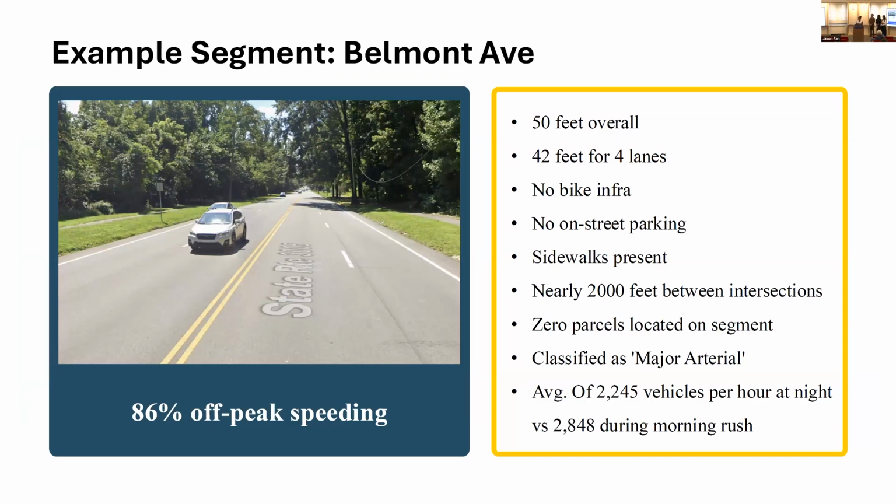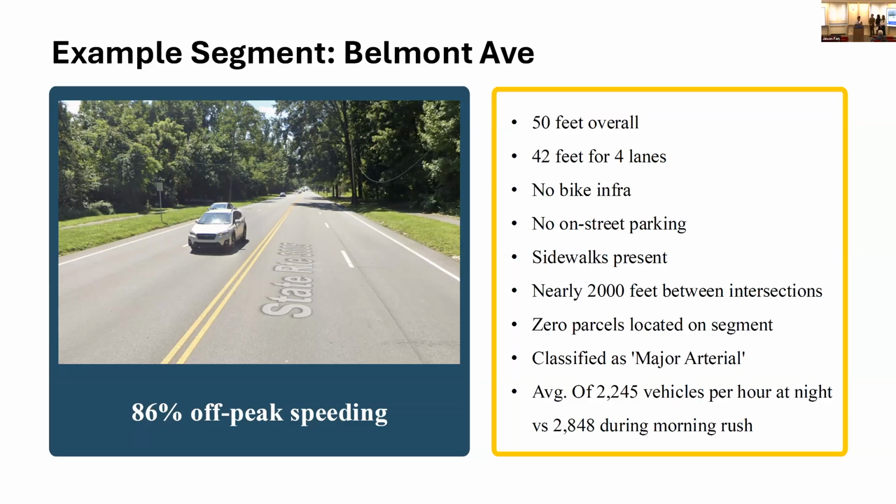To make the data concrete before moving to our model, here's a single segment from our data set. This is Belmont Avenue. The photograph shows a 4-lane road with wide lanes, no bike infrastructure, no on-street parking, and a long uninterrupted stretch between intersections. The physical characteristics measured for this segment are 50 feet of total curb-to-curb width, 42 of which is allocated to traffic lanes across 4 lanes. No bike infrastructure, no parking, nearly 2,000 feet between intersections, 0 adjacent parcels, meaning no driveways, no pedestrian generators, no activity that would introduce friction.